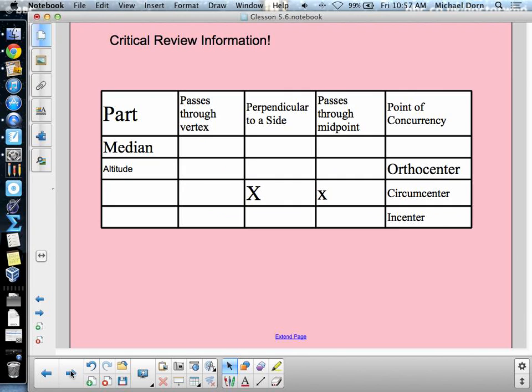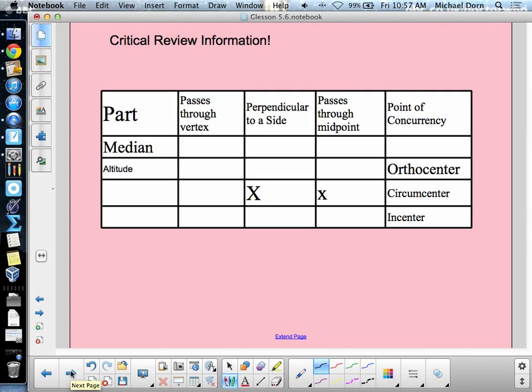One thing I am going to do very quickly, though, is just a quick review of special segments in triangles, because that is going to come up again when we start dealing with the chapter test, which is coming next week. I think next Friday is the chapter test. So this is just a quick review of things we've learned before, special segments in a triangle.